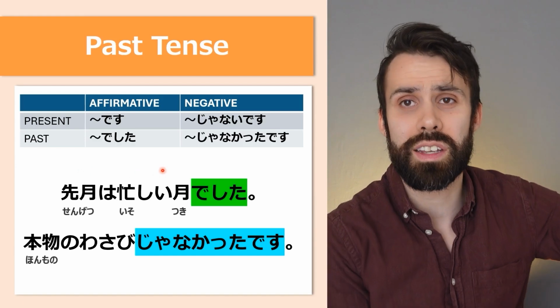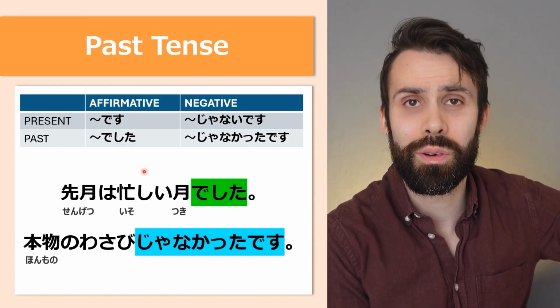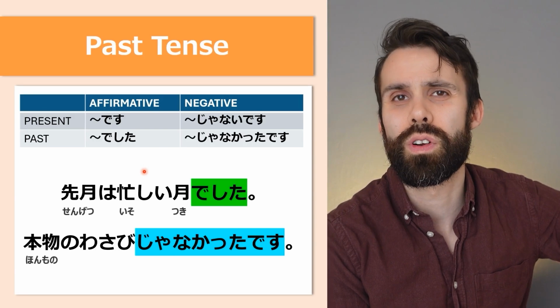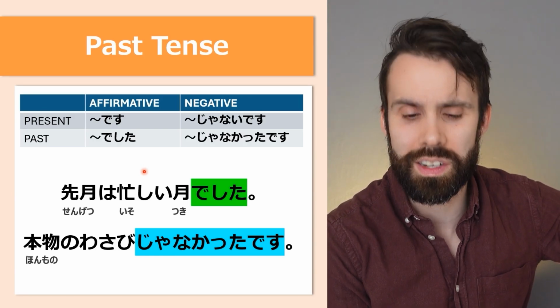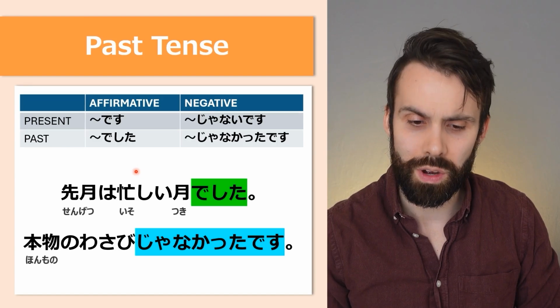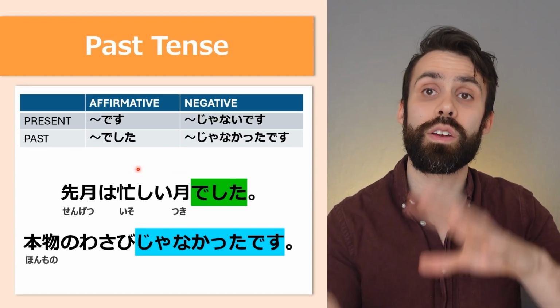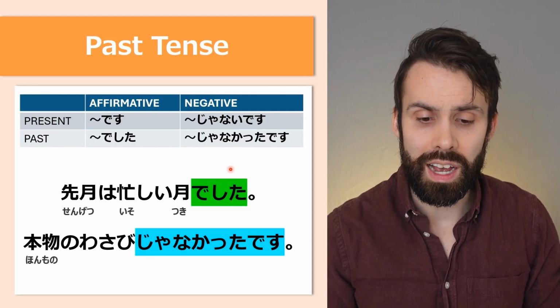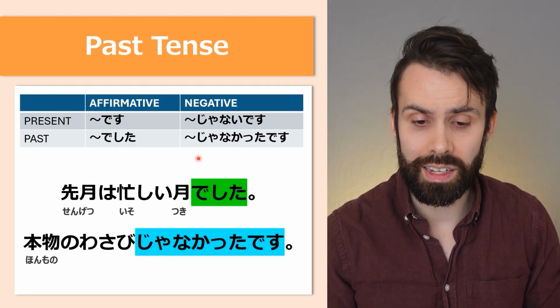And here I am sneaking in an adjective, even though they won't appear until lesson 5. Or at least we won't learn how to properly use them until lesson 5. So, 忙しい月 meaning busy month, and then でした meaning was. 先月は忙しい月でした. And then we have じゃなかったです.